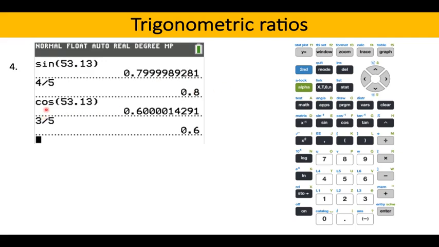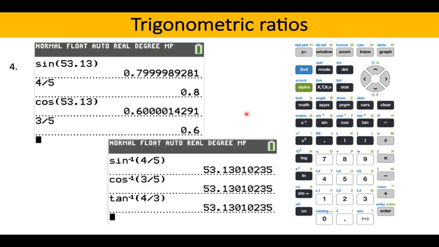Again, we can check the cosine ratio. We said cosine of 53.13 equaled the ratio 3 over 5. And again, with some rounding, those would be equal. We can also check the inverse ratios.